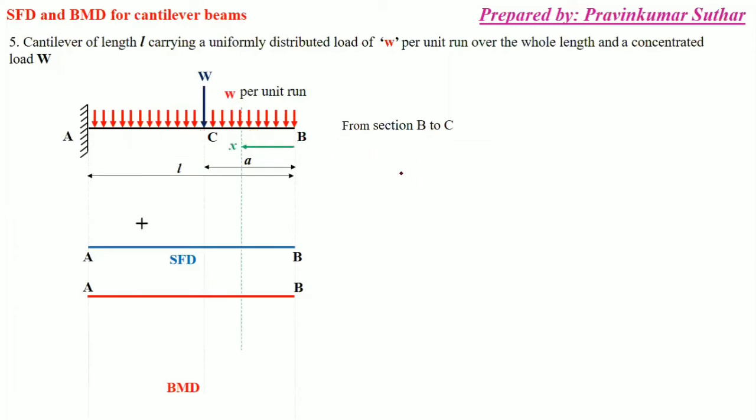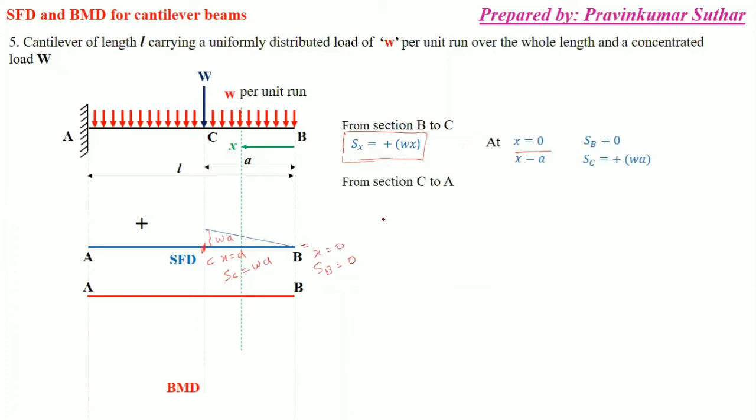So we'll take the shear force as wx, and after putting the value x equal to 0, we have SB equal to 0. Second, at x equal to a, so here at point C when x equal to a, we have SC, meaning the shear force at point C, equal to wa. You can say simply this is wa.